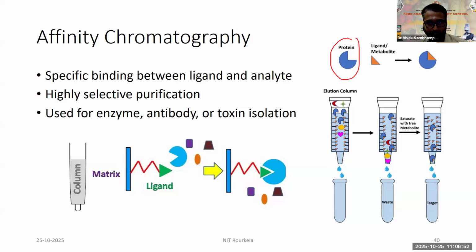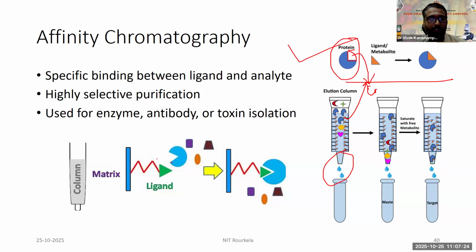A protein has this structure in the column. It is like a lock and key mechanism. This particular gap will be used inside the column. When this protein molecule is entering, it will be binding. Okay, how much protein is being bound? Accordingly, we can calculate. Not only for protein, you can also use it for different purposes. This affinity chromatography is based on the affinity.